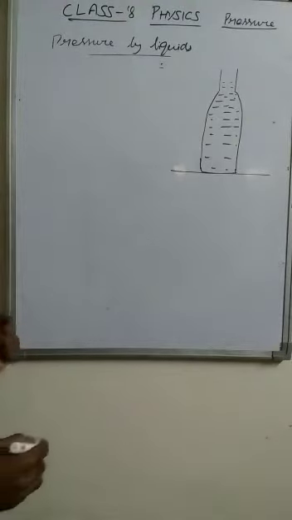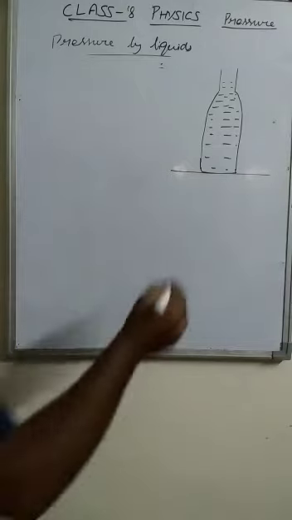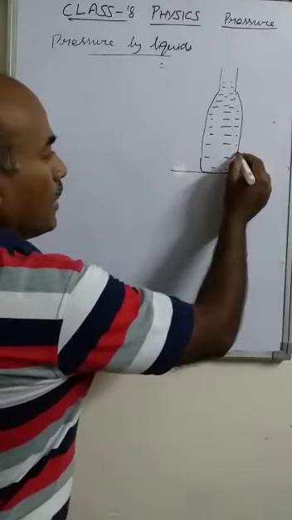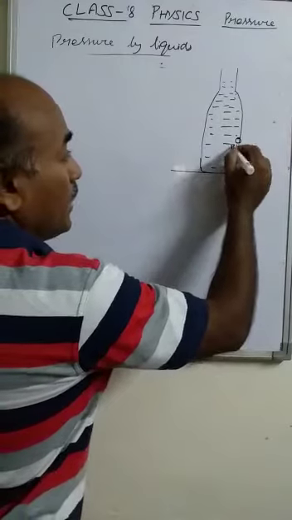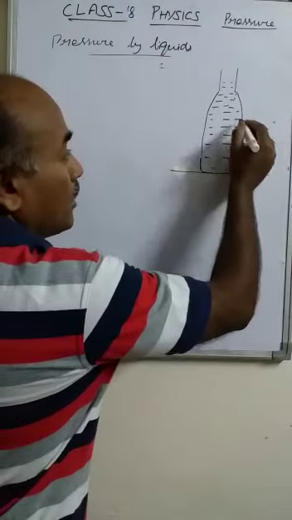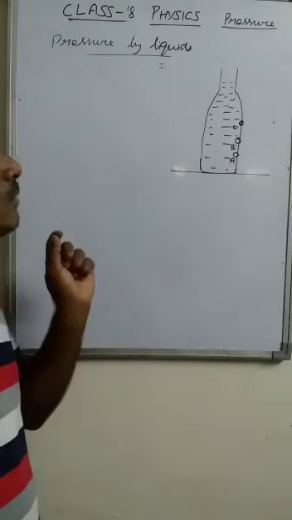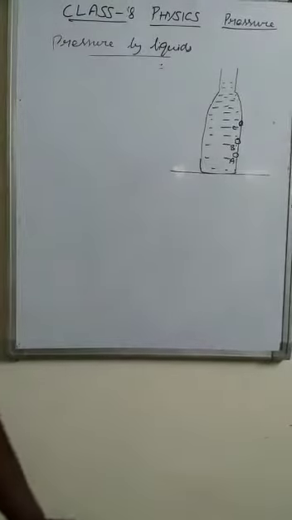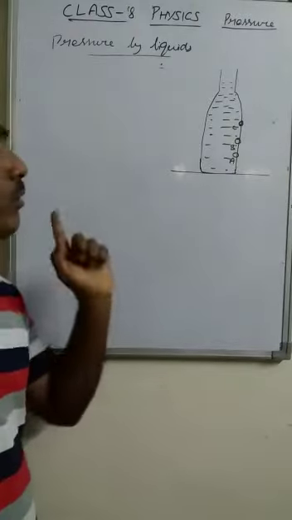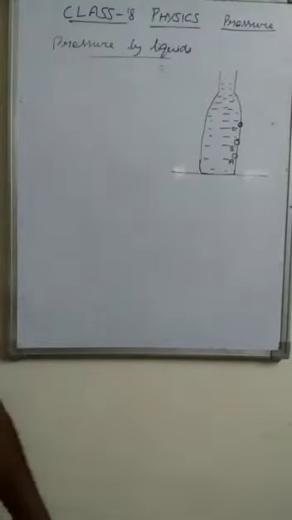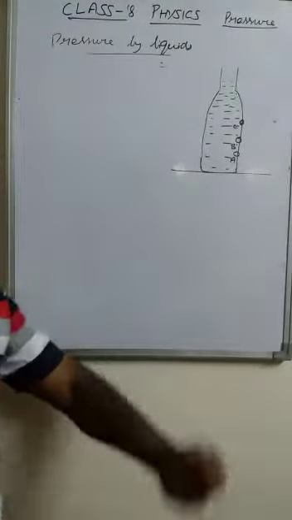Now we are going to make three holes at different heights. Suppose here one hole is made, second, let it be A, B, then the third hole. All are having the same width. As the holes are made on the bottle, we find the water is flowing out from the bottle, and it reaches the table surface at different points.